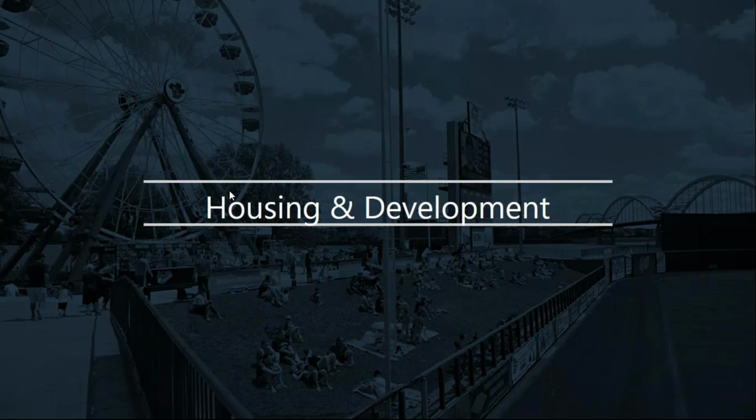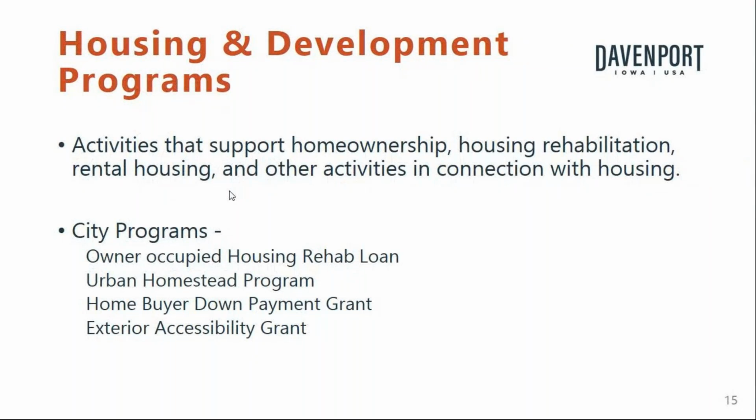All right. So our next section is housing and development. Housing and development programs are activities that support home ownership, housing rehabilitation, rental housing, and other activities that are connected with housing. The city runs an owner-occupied housing rehab loan that can address things like code violations, help with mechanicals, roofs, that sort of thing. The Urban Homestead Program, the Home Buyer Down Payment Program, and an Exterior Accessibility Grant.